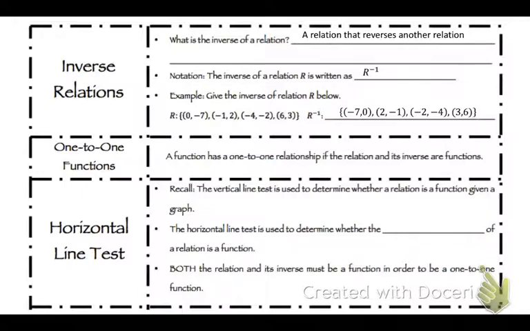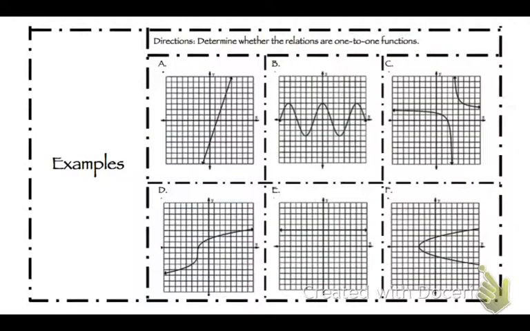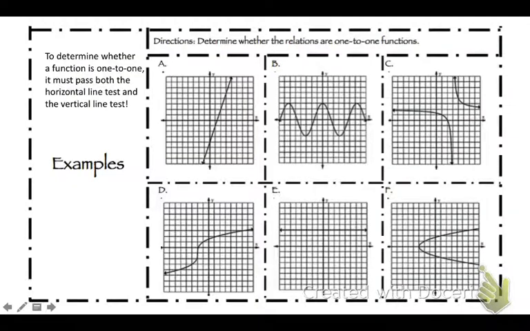Now the horizontal line test is used to determine whether the inverse of a relation is a function. So that's where you draw the horizontal line and see if it crosses once. If it only crosses once, then the inverse is also a function. So both the relation and its inverse must be a function in order to be one-to-one. Okay, so let's look at these graphs and determine whether they are one-to-one functions. Remember, they must pass the horizontal line test and the vertical line test.